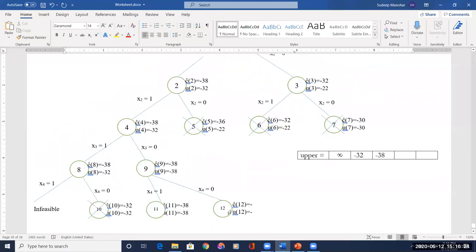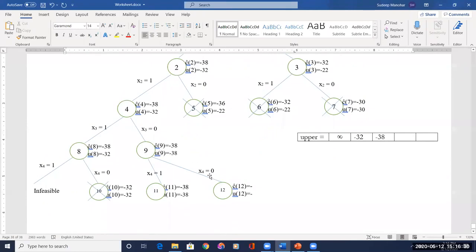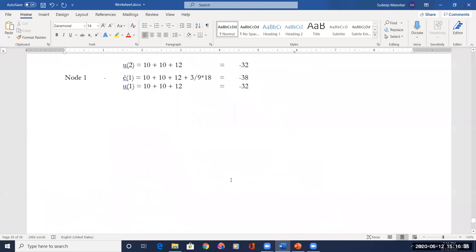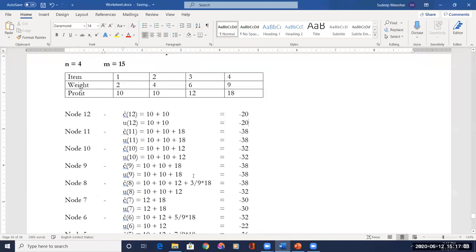Next, node number 12. What does it tell? x1 is 1, x2 is 1, x3 and x4 both are 0. Don't consider third and fourth item. Without considering third and fourth item, there is 2 plus 6. It is lesser than 15. So full 1 and 2 items you can consider. Plus 10 plus 10 is equal to minus 20. Without fraction also it is the same, because there are only two items to consider. That is minus 20 and minus 20.